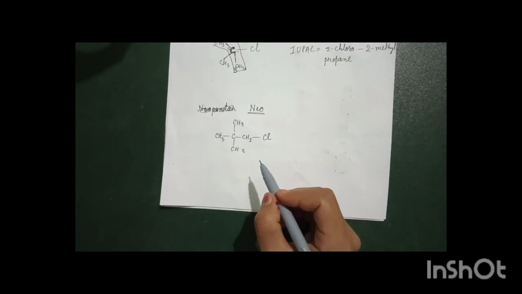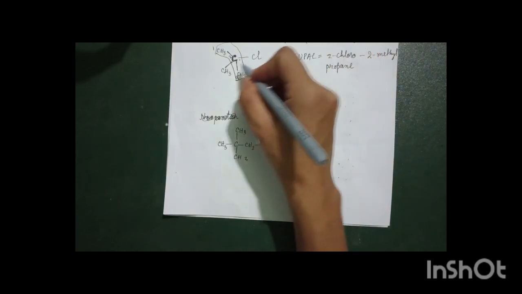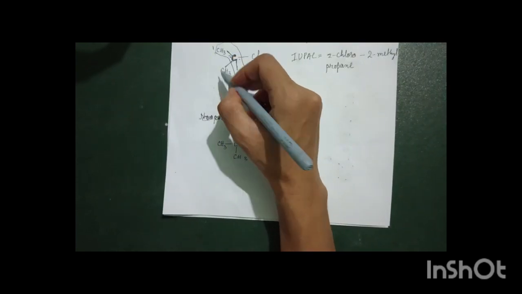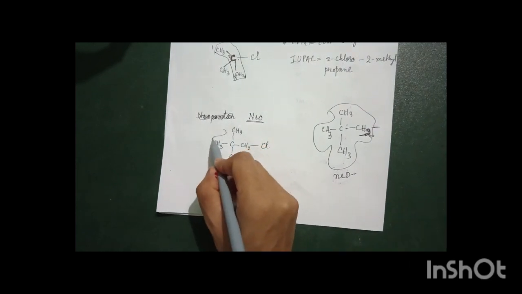Then let's talk about the neo. When I say tertiary, the carbon should be connected to 3 CH3 carbons. In the case of neo, we have to remember this one first: CH3, CH3, CH3, CH3. Then just remove one of the hydrogens from any terminal carbon. We have removed it and it becomes a CH2. Then bond. So this part is called your neo.